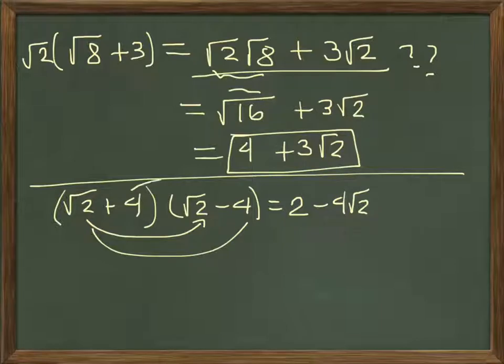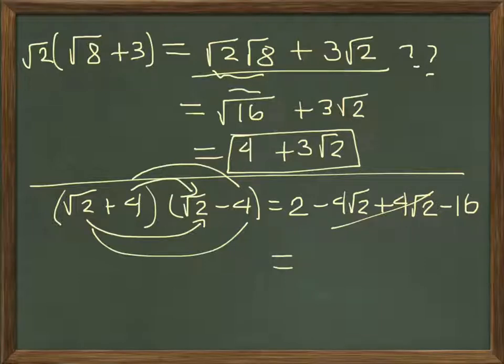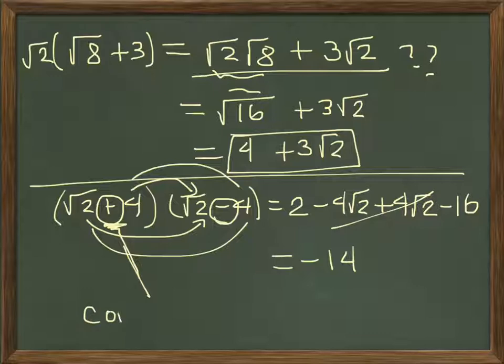And I'm going to do the 4 times the root 2. That is the positive 4 root 2. And now I do the 4 times the negative 4, so minus 16. So what happened? Well, these two in the middle cancel, right? And this is just 2 minus 16, which is negative 14. So when you multiply binomials like this, we call this the conjugate, because this one has a plus, this one has a minus. So this is a pair of conjugates. That's what we call them, conjugate binomials. Then this happens, the root cancels.